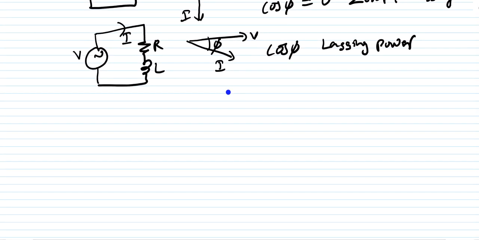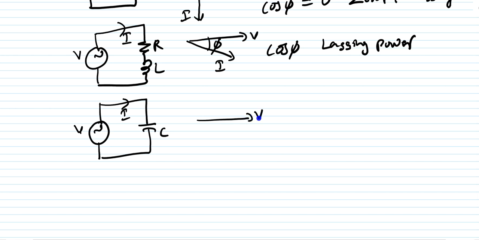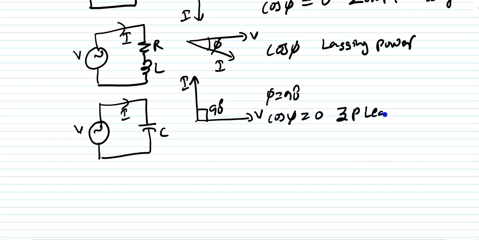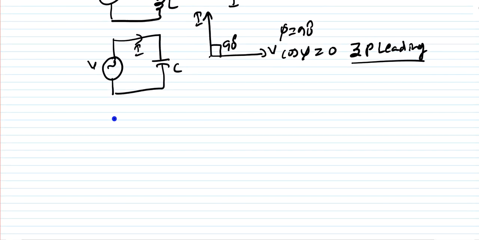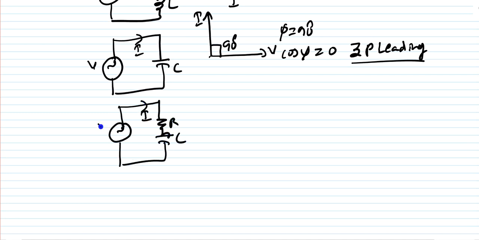Similarly, if you have a pure capacitive load, then the current leads voltage by 90 degrees. Phi is 90 degrees here, so cos phi is equal to 0, and it is a zero power factor leading. You can say it is zero power factor leading for a purely capacitive load. If it is an RC load, R and C, then this is my voltage and my current leads voltage by some angle. Therefore whatever cos phi you get is nothing but a leading power factor.